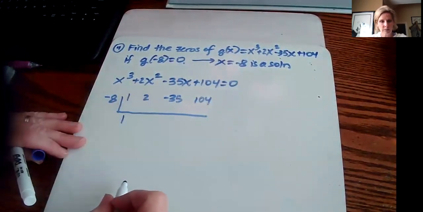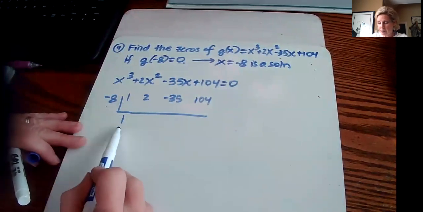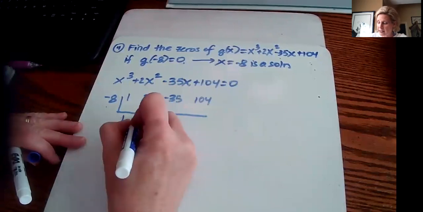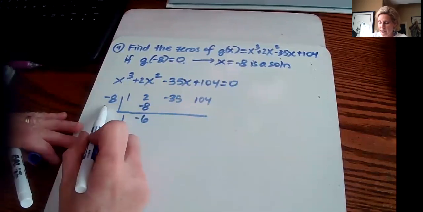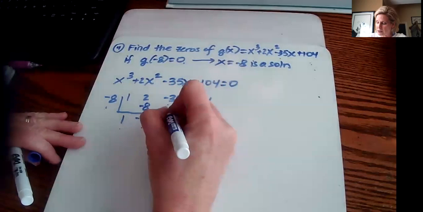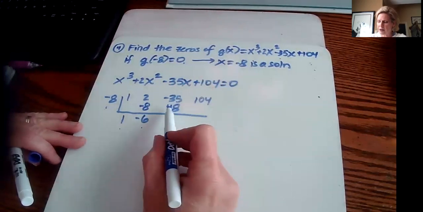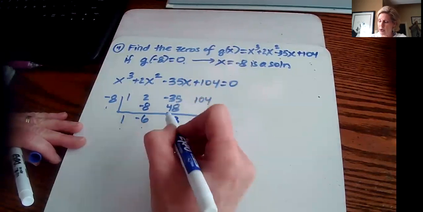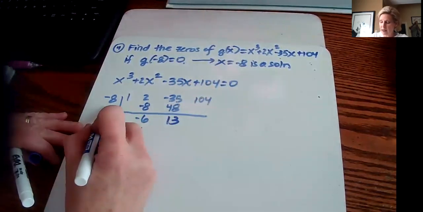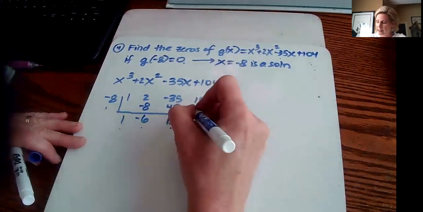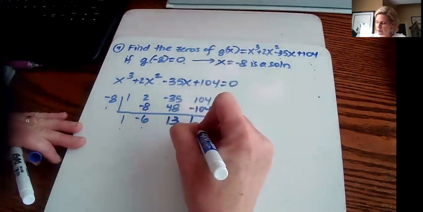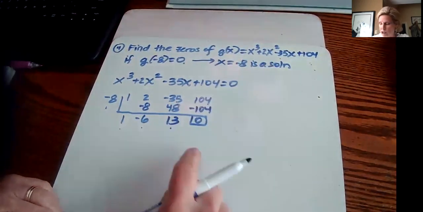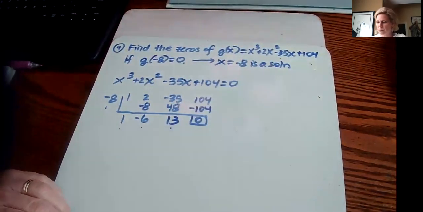Bring down 1. Negative 8 times positive 1 is negative 8. Add 2 and negative 8 to get negative 6. Negative 8 times negative 6 is positive 48. Let's see here, 48 minus 35. 8 minus 5 is 3. 4 minus 3 is 1. And then negative 8 times positive 13 is negative 104. Yay. And remember, if I tell you something is a 0 or a solution, you're supposed to get 0 remainder.